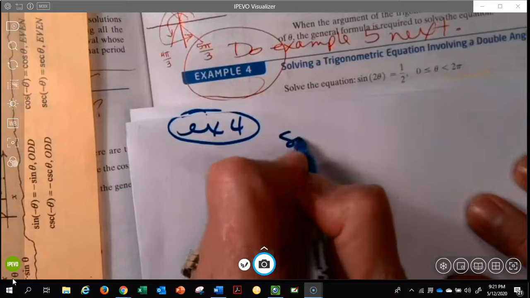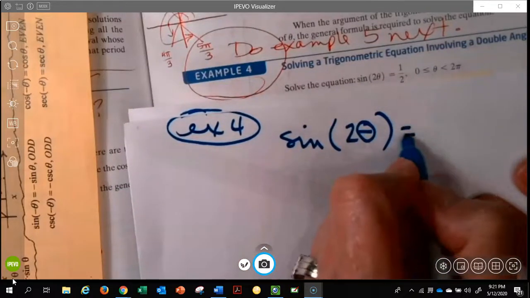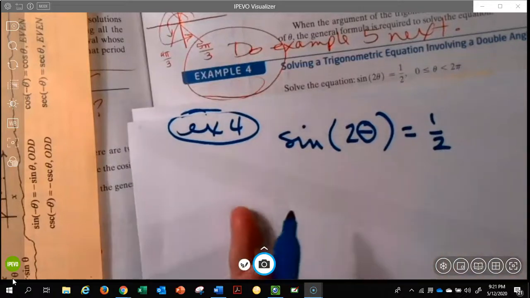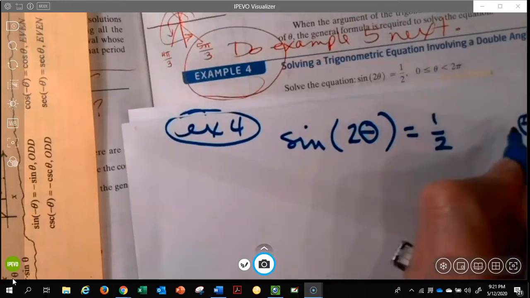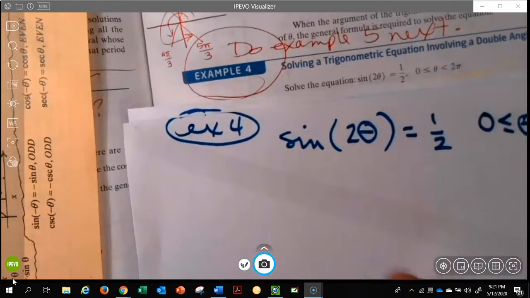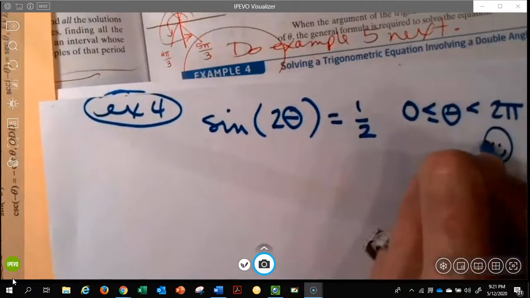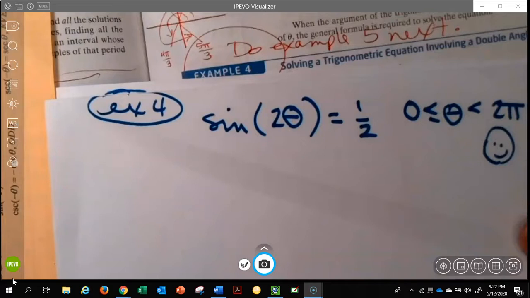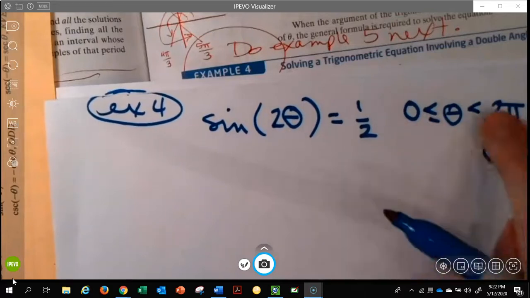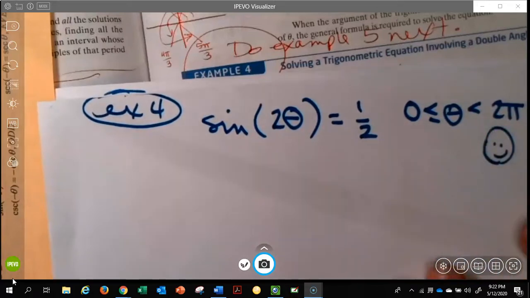And on 471, it says, let's do the sine of 2 theta, which equals 1/2. They want us to solve for all of the thetas as long as the thetas are between 0 and 2 pi. I'm going to put a smiley face on that because we're not doing a general formula. We may end up using k, but we're only going to use it to calculate where we are and how much we need to keep our theta between 0 and 2 pi.